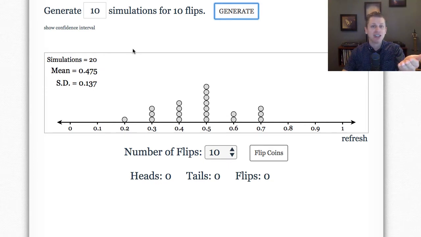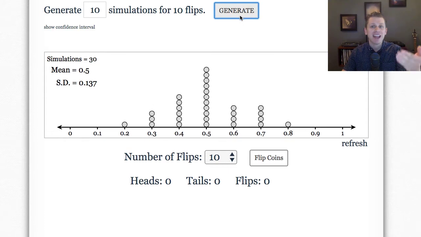I just added 10 trials. You'll see I now have 20 simulations. Here it looks like now I have, of those 20, 7 of them came up as 5 tails. Let's generate it again. I now just generated another 10 simulations, so I'm now at 30 simulations. And if you look, finally a proportion of having 8 tails or 0.8 has showed up 1 of the 30 times. Let's try it again.